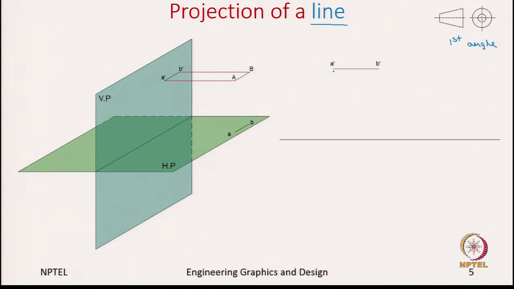The good thing is, since we now know the length of A dash B dash in the front view, we can use projector lines to capture the same length even in the top view. So, these projector lines help us to capture the length of A dash B dash, or the line AB, in the top view as well. So, now once we connect these points a and b, we get the top view, and A dash B dash is the front view.